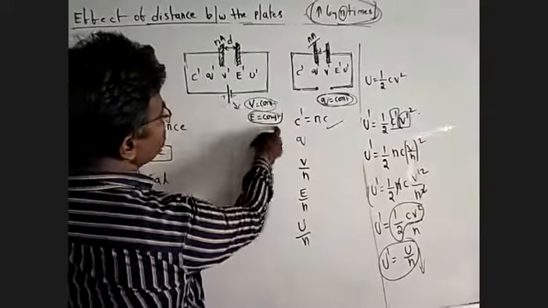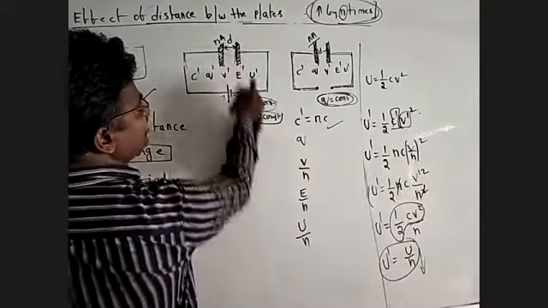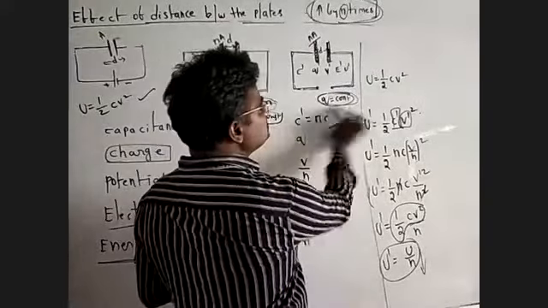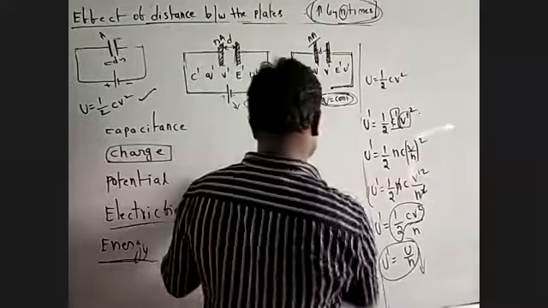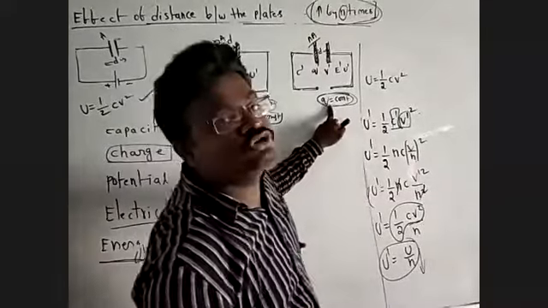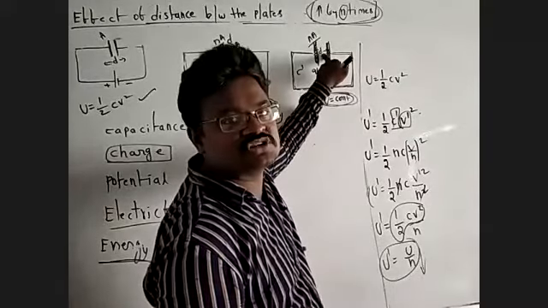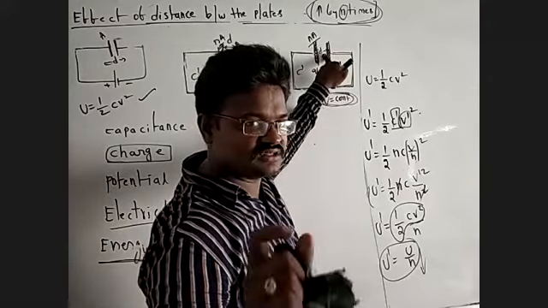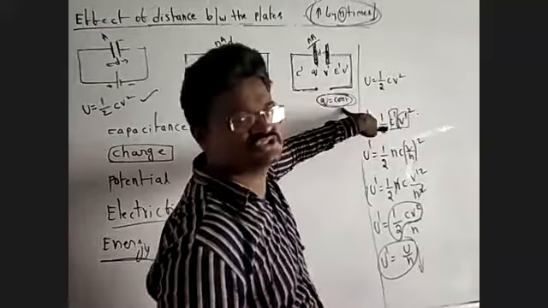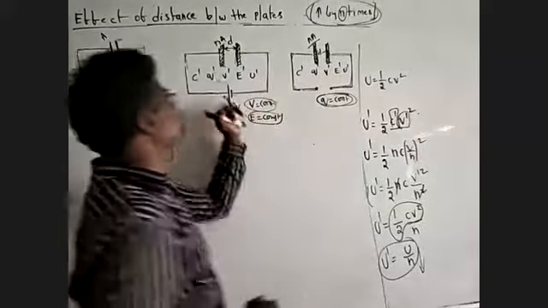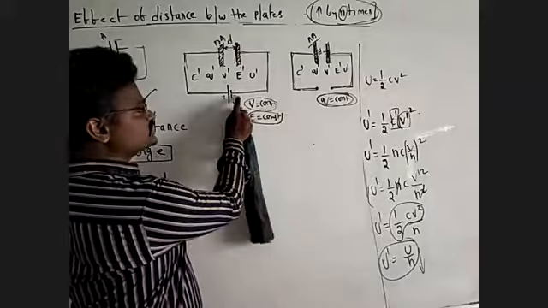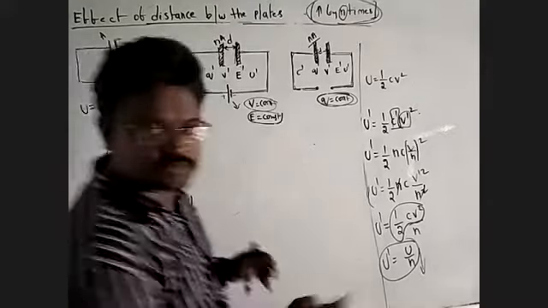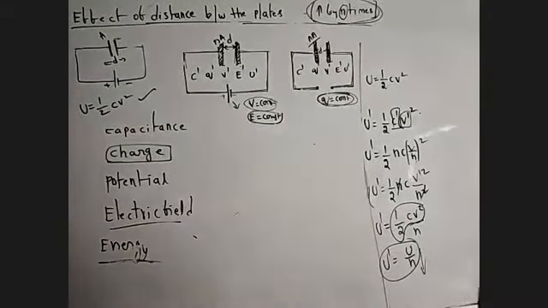Same: V is constant, E is constant when the battery is connected to the two plates. Battery removed means Q is constant. Q is the amount of charge stored in the capacitor. A capacitor is an electric device that stores a large amount of charge in the form of electric field. Battery connected means one plate is positive potential, the other negative. Potential difference is constant and electric field is also constant. Keep these two points in mind. That is very, very important.